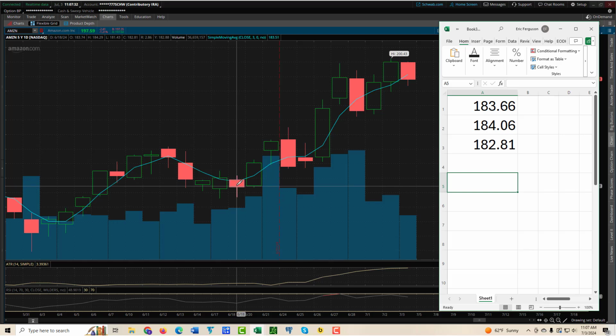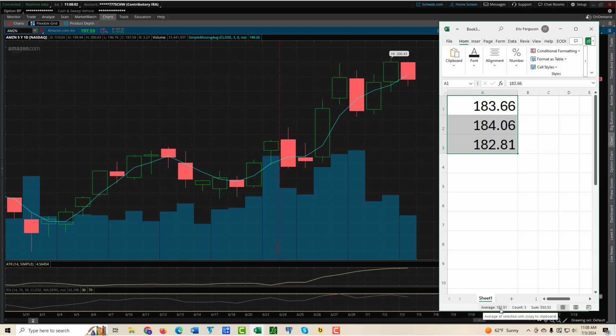If I were to take the simple moving average on this day, it would be taking the close price from this bar, and this bar, and this bar, and averaging them. By looking up here at the letter C, as I mouse over these bars, I'll show you that the close price on this day was 183.66. The close price on this day was 184.06, and the close price on this day is 182.81. If you take those three numbers and average them out, and down here in this spreadsheet, it shows what the average is. It comes out to 183.51.